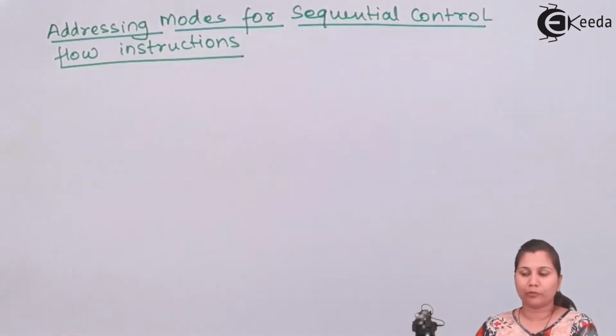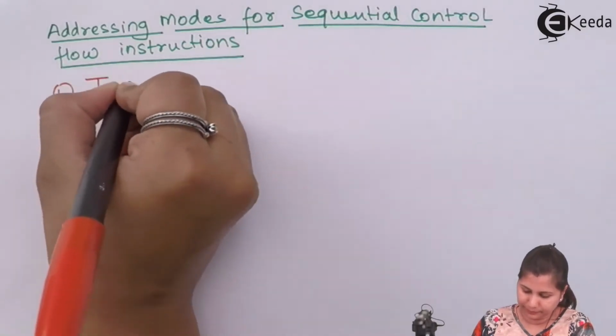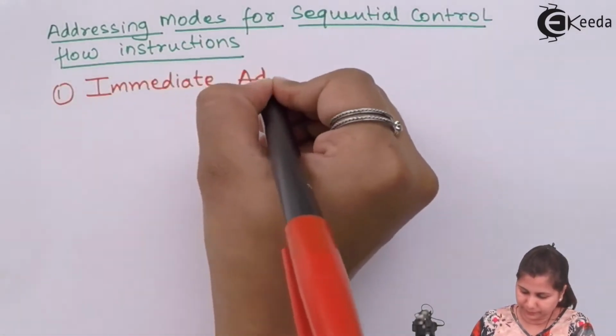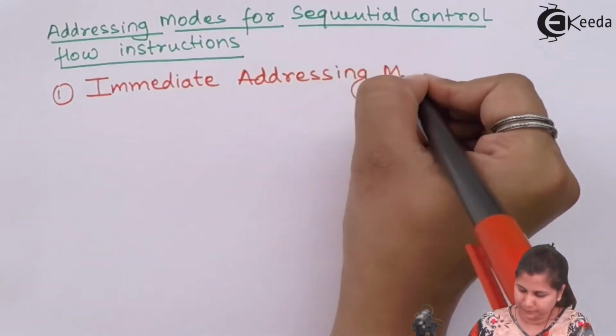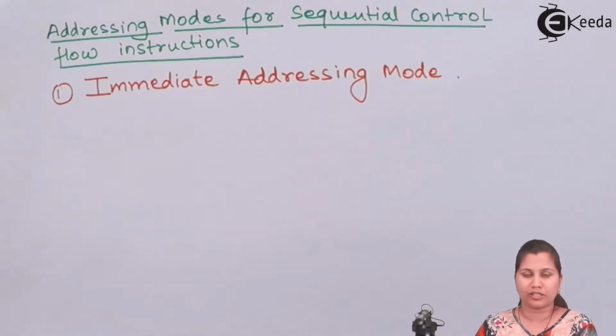The first addressing mode for the sequential control flow instructions is the immediate addressing mode. In the immediate addressing mode, the data which is to be operated on, meaning the operand, is specified in the instruction itself. That data is known as the immediate data. It is available in the instruction, so there is no need to search for the operand.